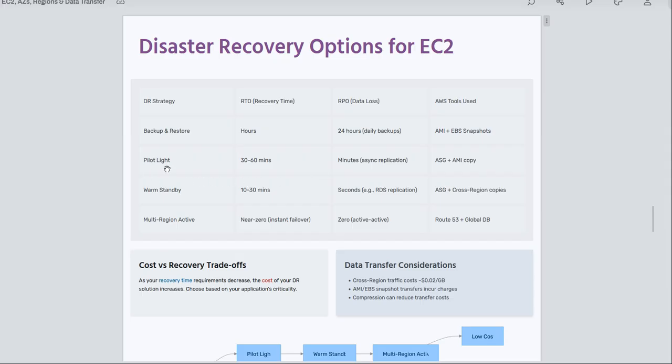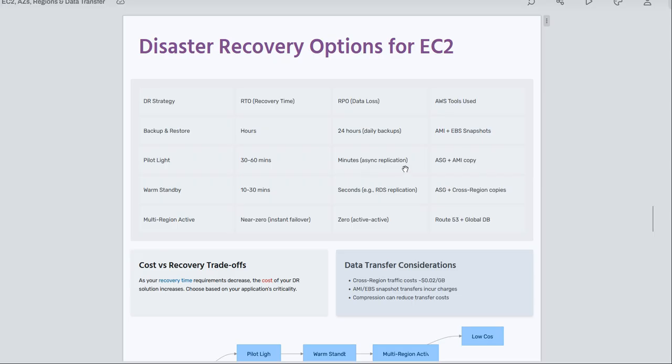Then pilot light, the DR method: it takes 30 to 60 minutes. RPO data loss is in minutes. You're not going to lose much data, so data loss is in minutes, not hours.